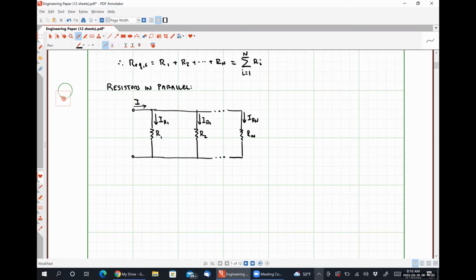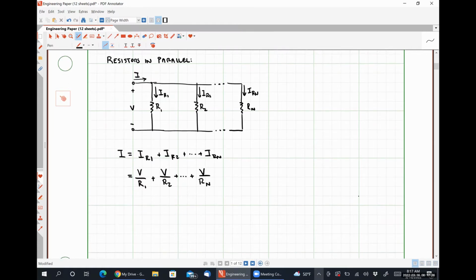Since all of these elements are connected in parallel, we know they share a common voltage, which we'll simply label V. Okay? So if we apply Kirchhoff's current law at that top node where currents flowing in equal current flowing out, what that gives us is I, our total current flowing into the resistor network, is simply the sum of IR1 plus IR2 all the way out to IRN. We can express each of these resistor currents in terms of our voltage V using Ohm's law. So that's going to be V divided by R1 plus V divided by R2 plus V divided by R sub n.